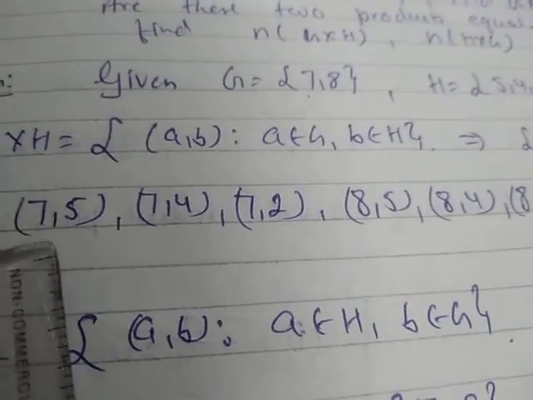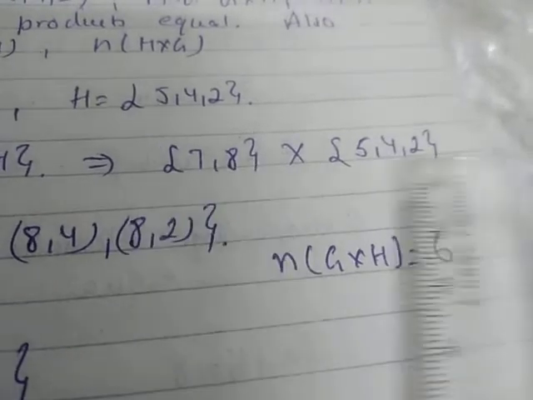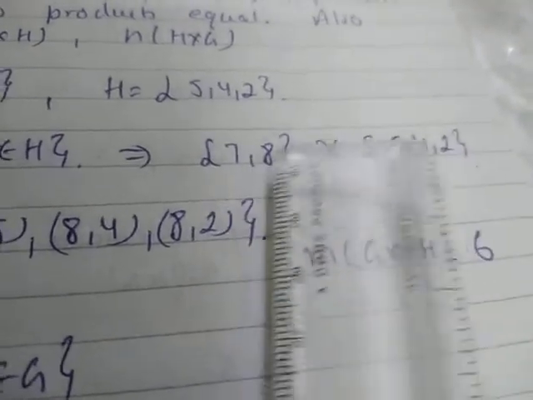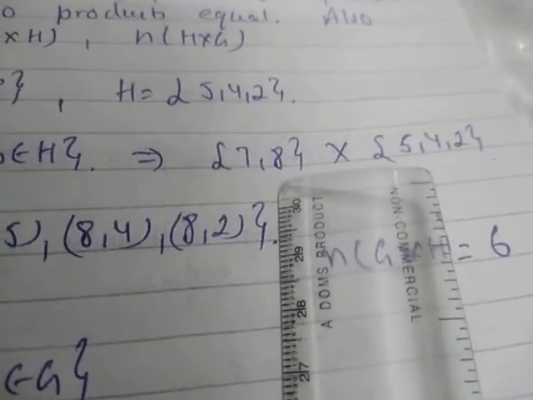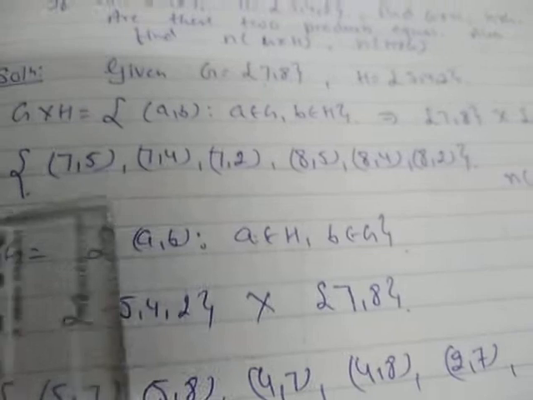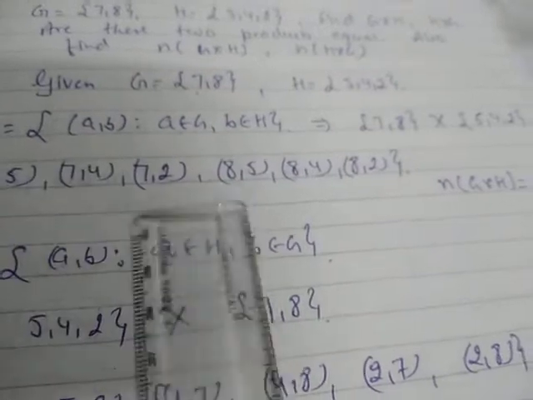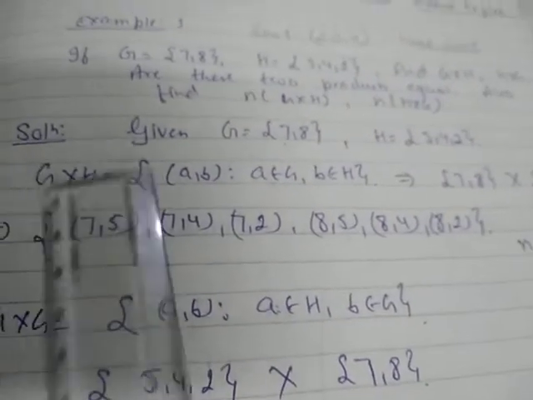The first element belongs to G. Then after that, 8, because 7 is associated with all three elements. Then we come to element 8. 8 can be associated with 5. So (8, 5), (8, 4), (8, 2). It is written here. Now just see: the first place of the ordered pairs is 7, 7, 7, 8, 8, 8. Definitely it belongs to set G, that means 7 or 8. And the second place is 5, 4, 2, which are elements of H.